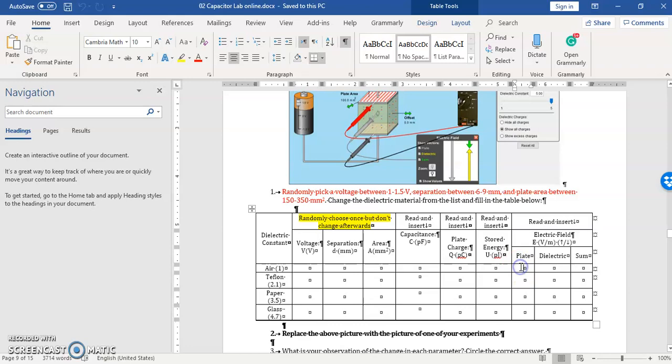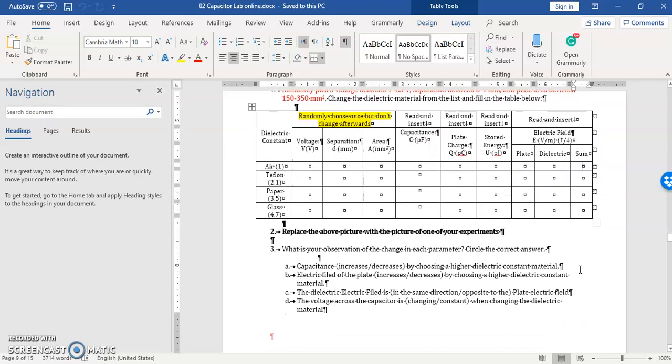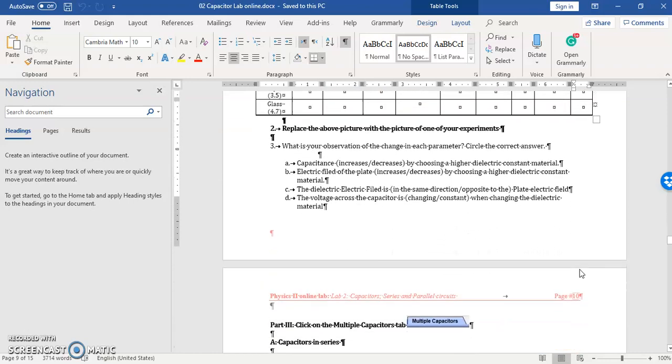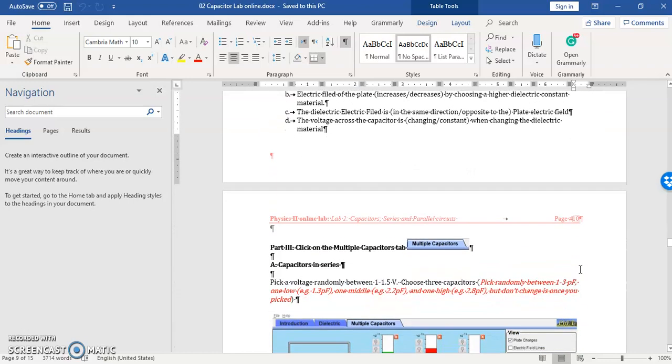So I'm asking you to put the plate, dielectric, and sum over here, and then after that go through the questions and answer those questions.